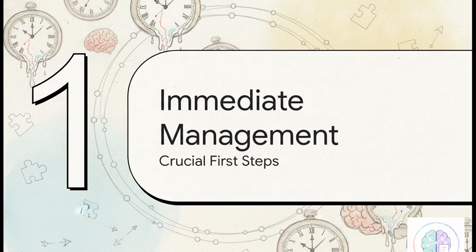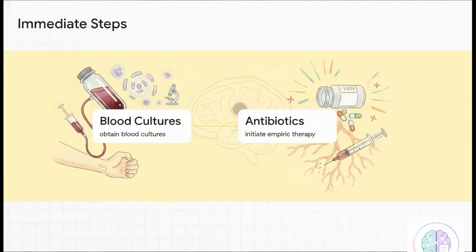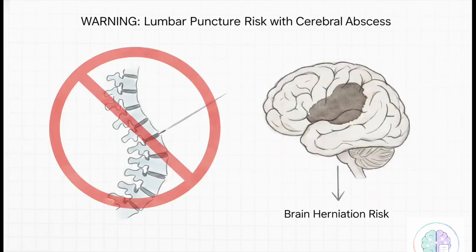Section 1. Immediate management. Okay, so when a cerebral abscess is suspected, your very first 2 foundational steps are absolutely non-negotiable. Step 1, you've got to obtain blood cultures. We need to know exactly what we're fighting. Step 2 is initiating empiric antibiotic therapy, ideally right after a biopsy if one is happening quickly. Regardless of whether you ultimately go with a medical or a surgical treatment down the line, these 2 steps have to happen immediately.